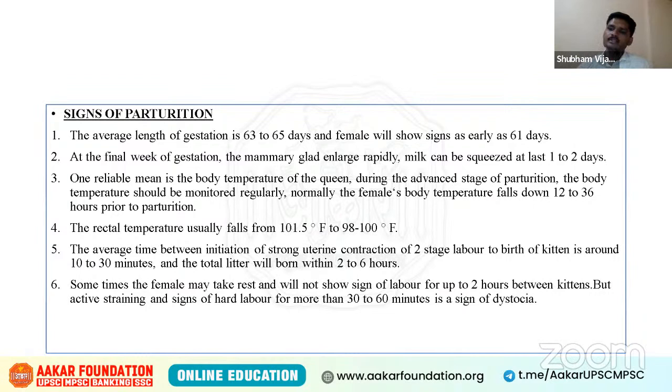Then the next thing is signs of parturition. In cats, when they have completed their 63 to 65 days gestation period, the female will show signs from 1 to 2 days before, meaning signs will start from 61 days only. In the final week, the mammary glands will enlarge, and milk can be squeezed out, at least 1 to 2 days before, automatically.